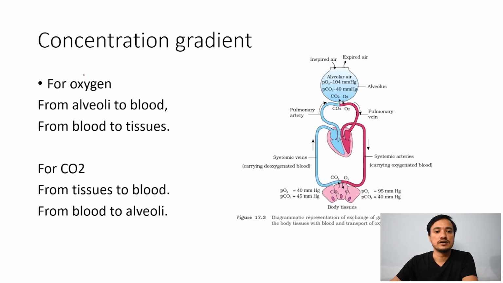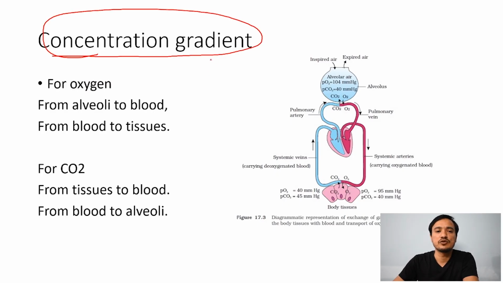Then, what is concentration gradient? Concentration gradient is the concentration difference. For oxygen and for CO2 we are going to see. For oxygen, from alveoli to blood and from blood to tissue. Simple. This is the concentration gradient of the CO2. Here the concentration of O2 is highest.